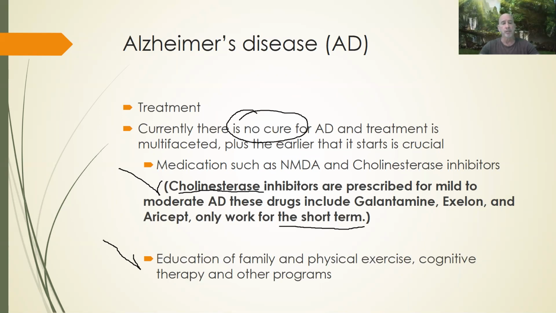Letting them know what it is that they're in for and things that they can do with their family member to hopefully help slow the process as much as possible. Exercise seems to help. Cognitive therapy, which may be conducted by occupational therapists or speech therapists, and other programs. There's a lot of programs out there for Alzheimer's disease and the families of people with Alzheimer's to help them deal with this disease. It's really sad. Really, really sad.